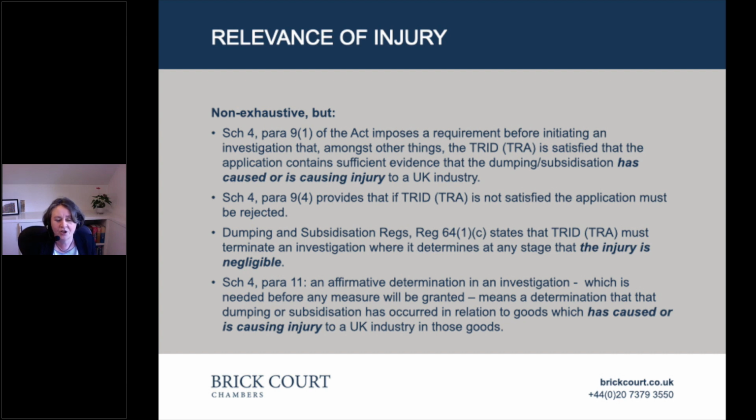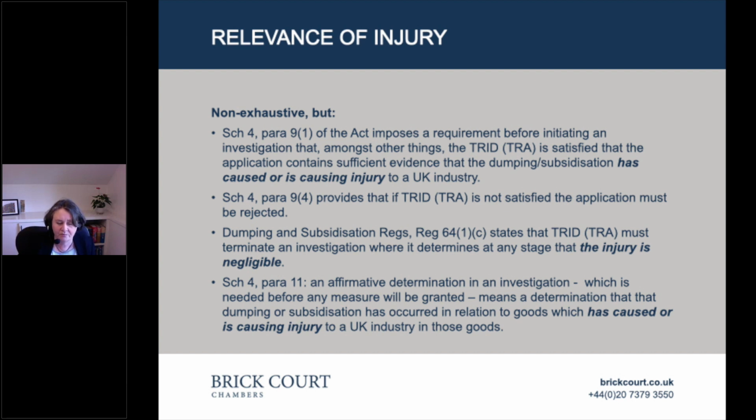This is a non-exhaustive list referring to some of the places where injury is of relevance. That is to say, it plays a specific part in the investigation process according to the legislation governing it. You can see from the first two in Schedule 4 that these are couched in terms of whether the TRID is satisfied that the application has shown sufficiently that there is evidence that the practices complained of have caused or are causing injury. Obviously, the onus at that stage is on the applicant.